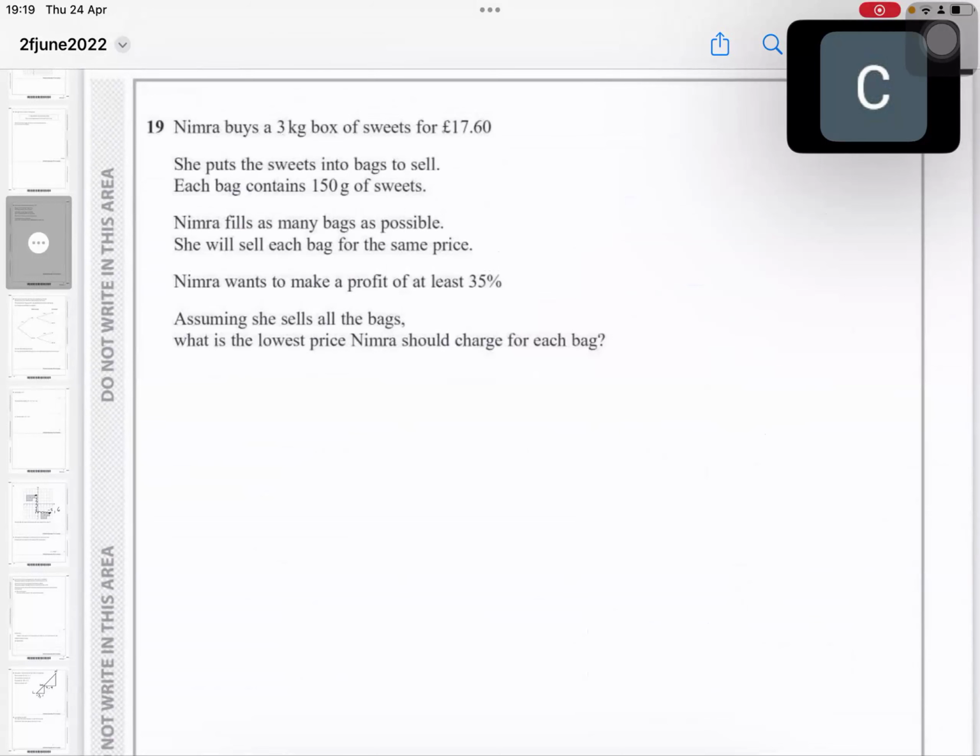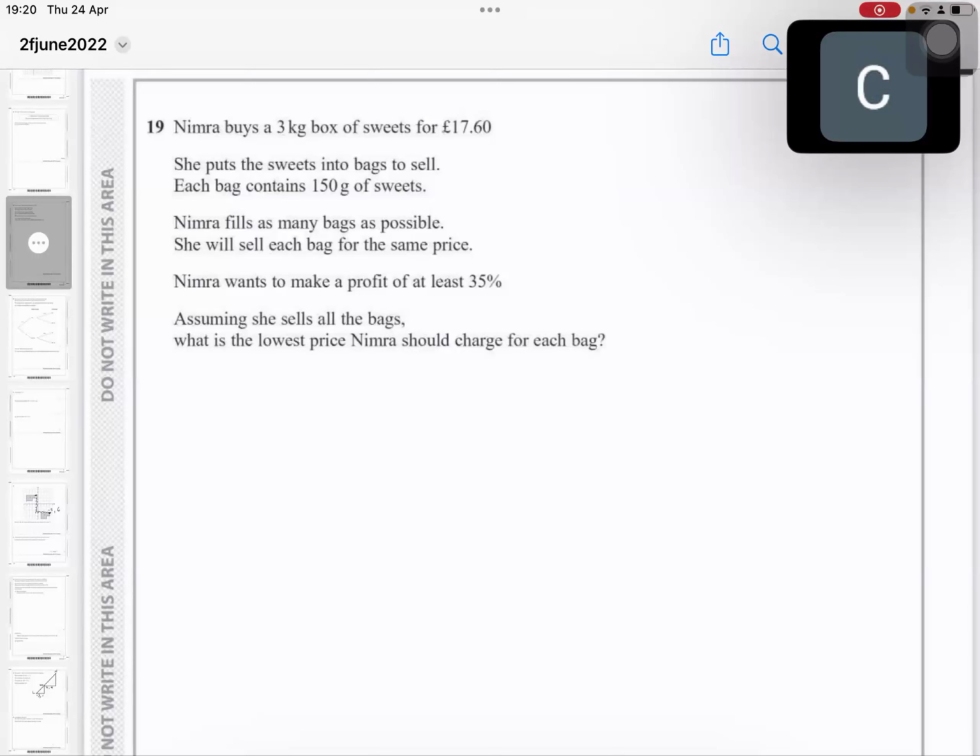Okay, so this one is talking about, I think it's still probability. It's not probability. Okay, profit. Nimra buys a 3 kilogram box of sweets for £17.60. She puts the sweets into bags to sell, and each bag contains 150 grams of sweets.